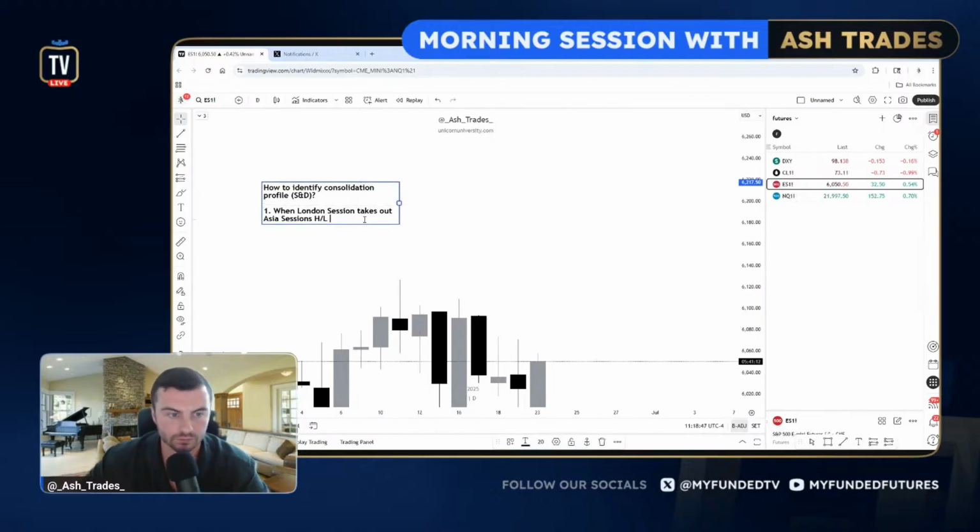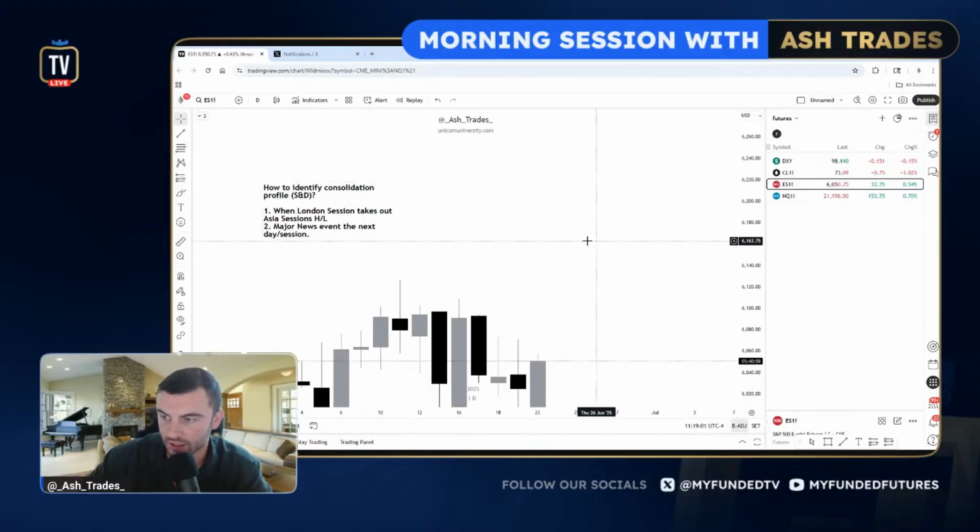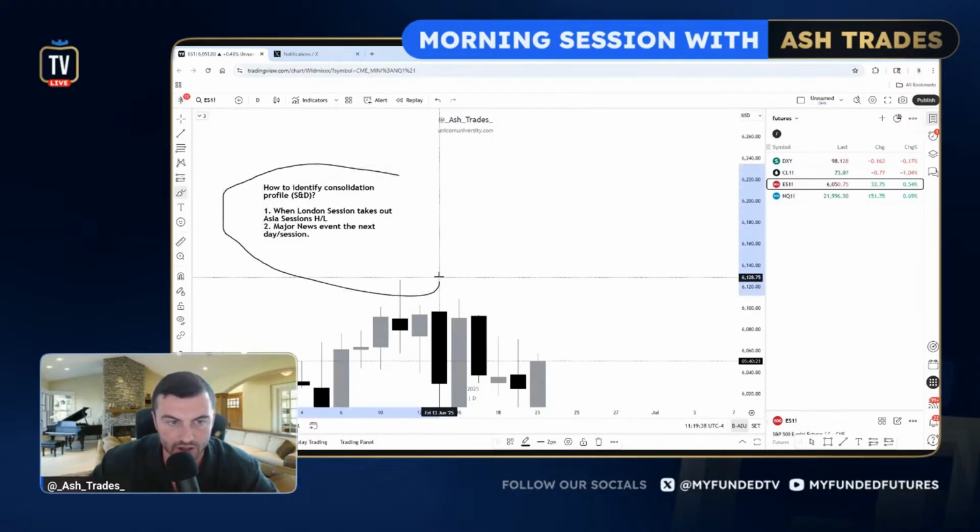Second one. These are the two ways that I look at consolidation profiles. If you have FOMC at 2 p.m., then I'm thinking that New York AM is going to be a consolidation profile. If you have CPI tomorrow, then I'm thinking that the day before CPI is going to be a consolidation profile. So the anticipation for high impact news drivers, I look at as a consolidation profile. Okay, so these are the two ways that I determine a consolidation profile.